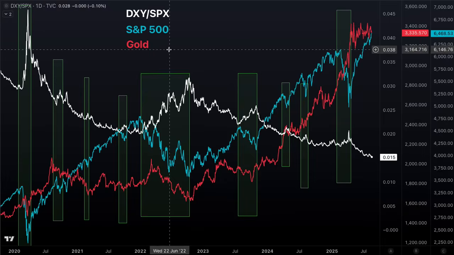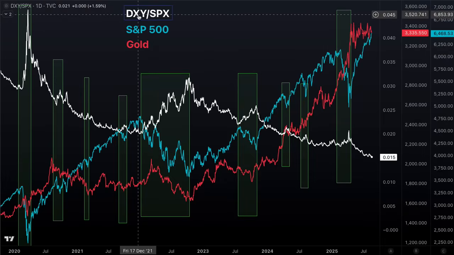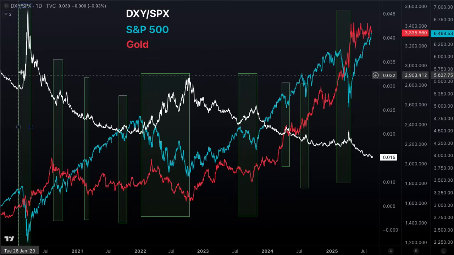Here is a chart that I think is interesting. So here's the DXY divided by the S&P 500. Again, with the relative chart, if the numerator is increasing faster than the denominator, the white line will go up.